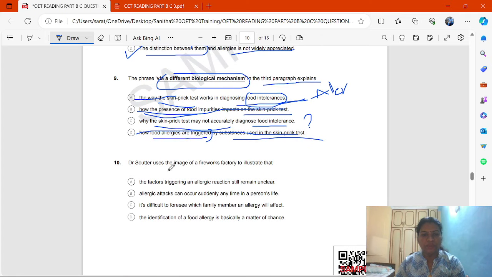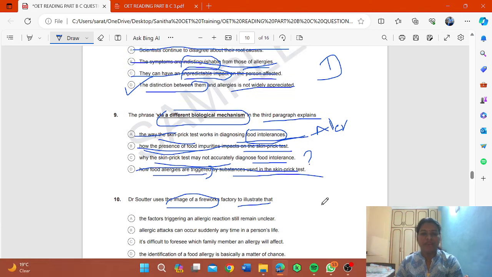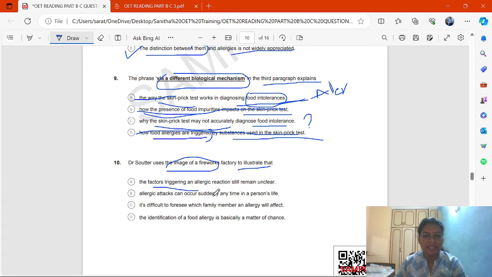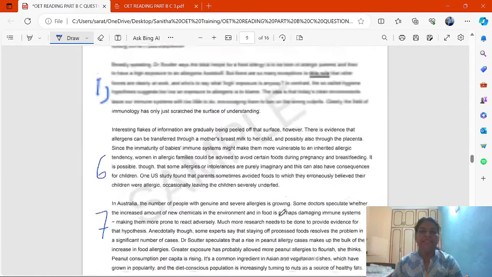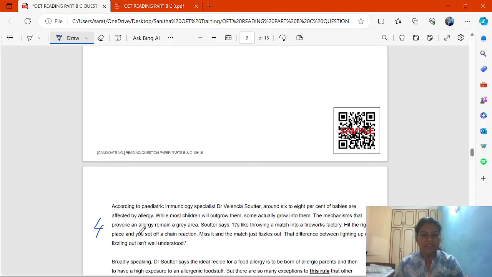Next, Dr. Sauter uses the image of a fireworks factory to illustrate that the factors triggering an allergic reaction still remain unclear. Allergic attacks can occur suddenly any time in a person's life. It is difficult to foresee which family member an allergy will affect. The identification of a food allergy is basically a matter of chance, unexpectedly. We will get the answer in the next paragraph.